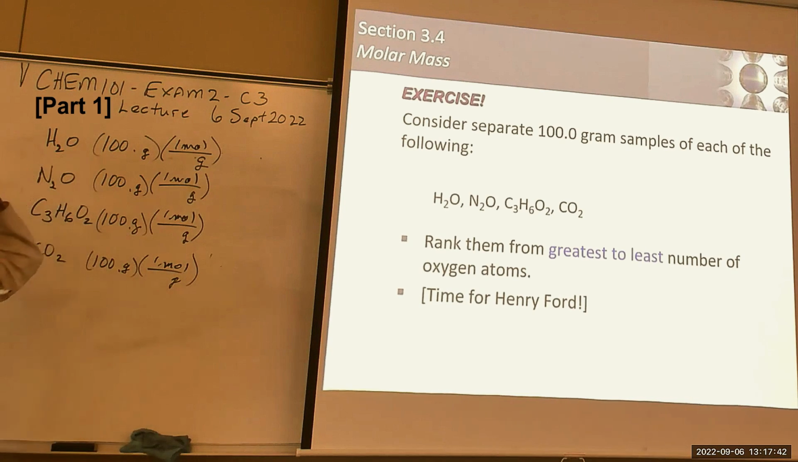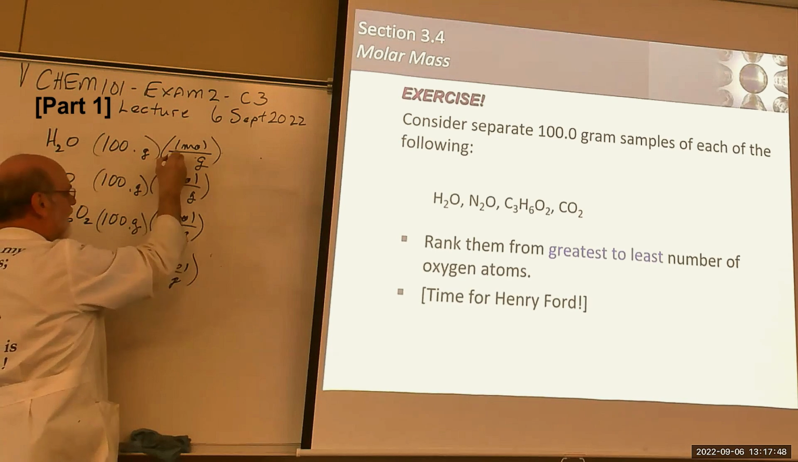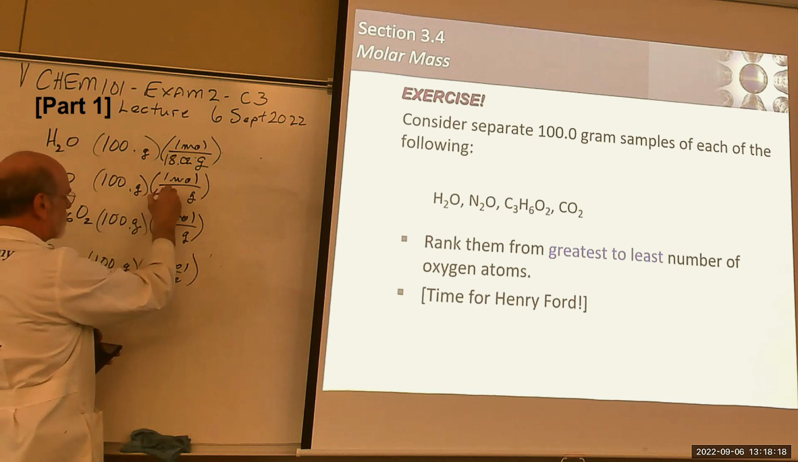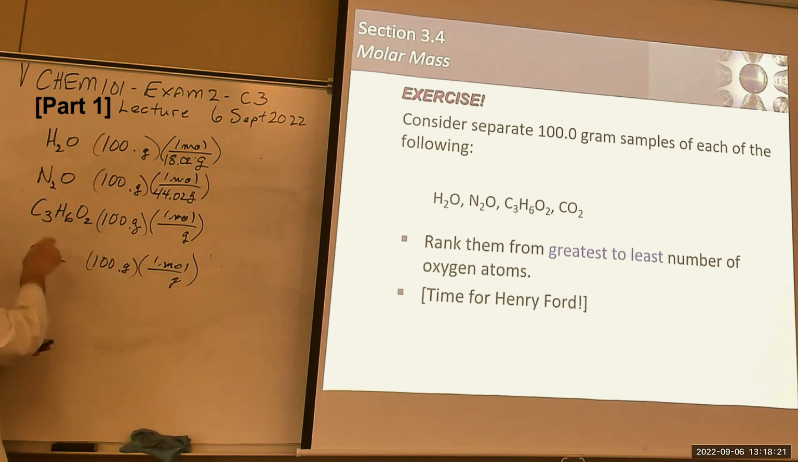Now we need grams. Water we did before, right? Remember what that value was? 18.02. Dinitrogen monoxide. So that's 16, right, for oxygen. And nitrogen is 14.01, so that's 28.02 plus 16. I don't trust myself. 44.02. Okay. How about this one?